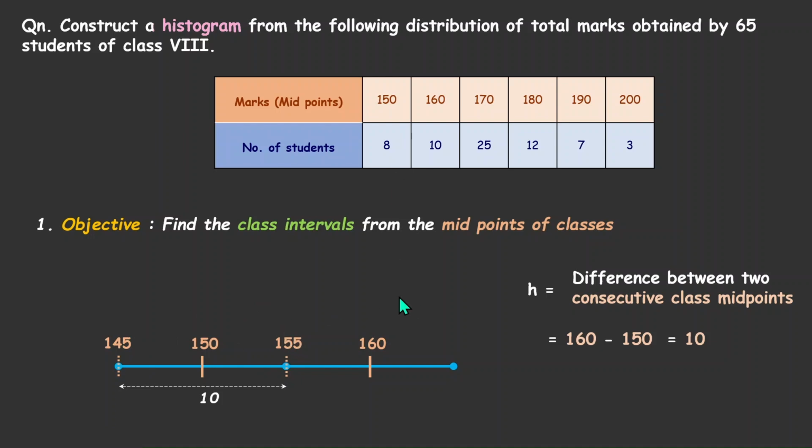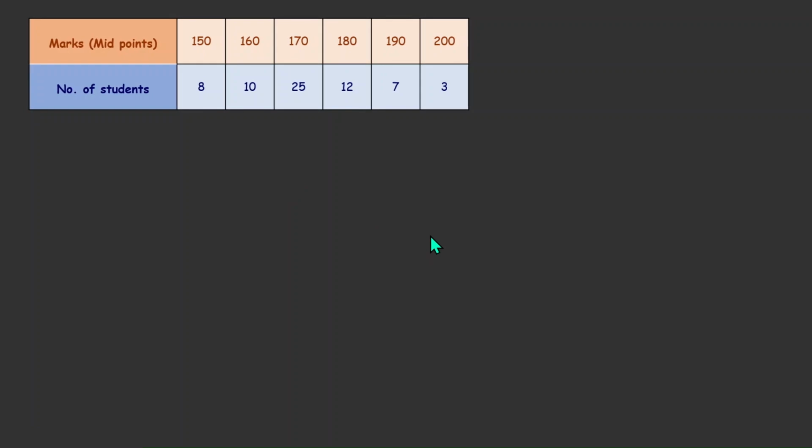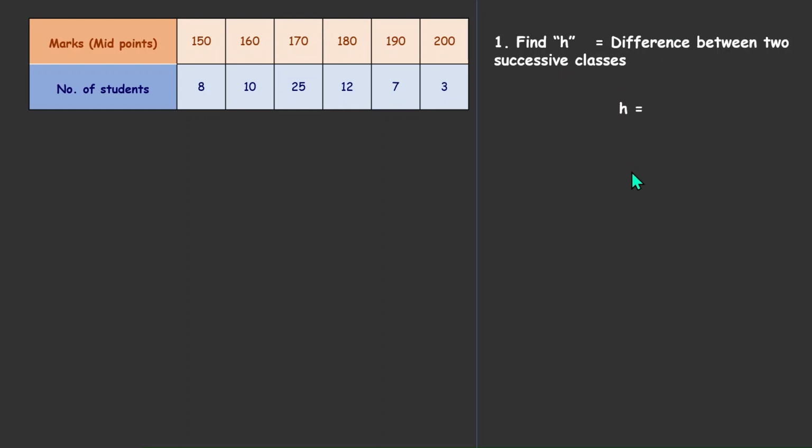And we'll do the same thing for other classes. So let's keep our table here. Let's first write down the steps that we are doing. So first we calculated h, which is the difference between two successive classes. And in this case, our h is going to be 10.